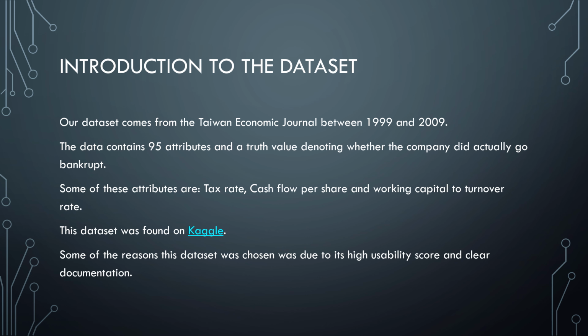Our dataset comes from the Taiwan Economic Journal between 1999 and 2009. The data contains 95 attributes and a truth value, which says if the company actually did go bankrupt or not. Some of the attributes are tax rate, cash flow per share, and working capital to turnover rate. The dataset was found on Kaggle. Some of the reasons this data is chosen is due to its high usability score and clear documentation.